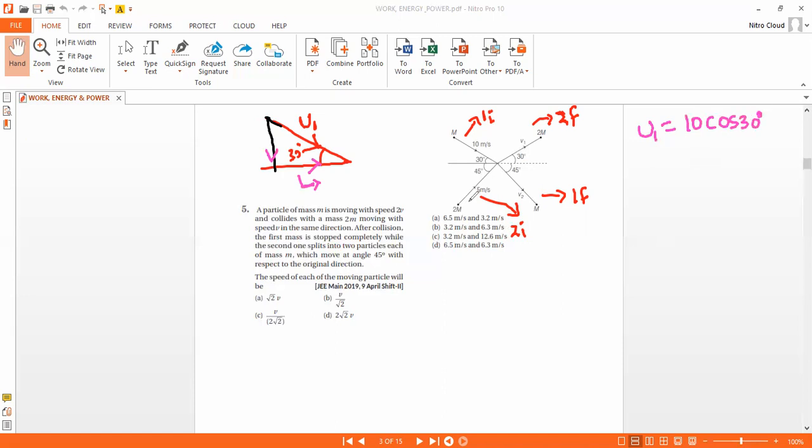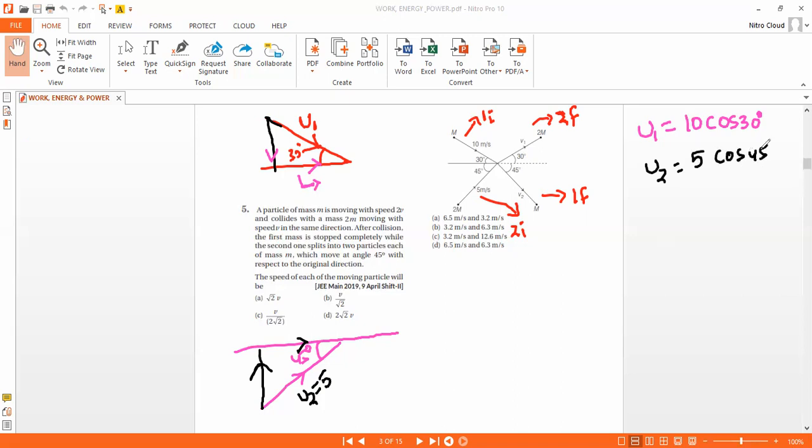Similarly, now see here, this is the second particle's initial direction. With respect to the line of impact, the second particle is making an angle of 45 degrees. If we draw a perpendicular, by using vector addition, u2 they gave as 5 meter per second. So I can write u2 as 5 cos 45.